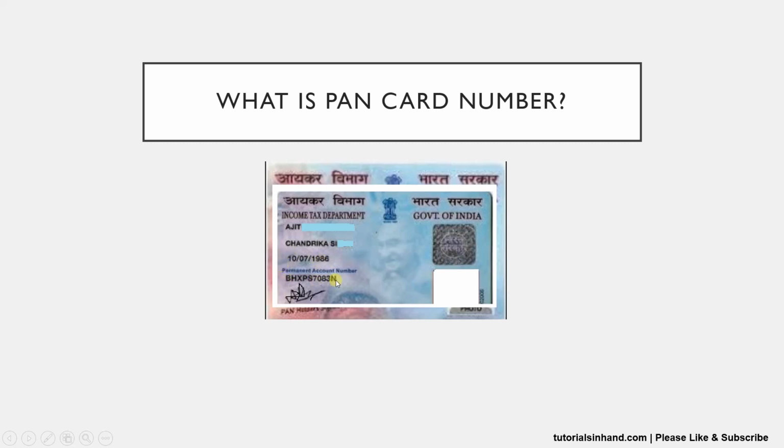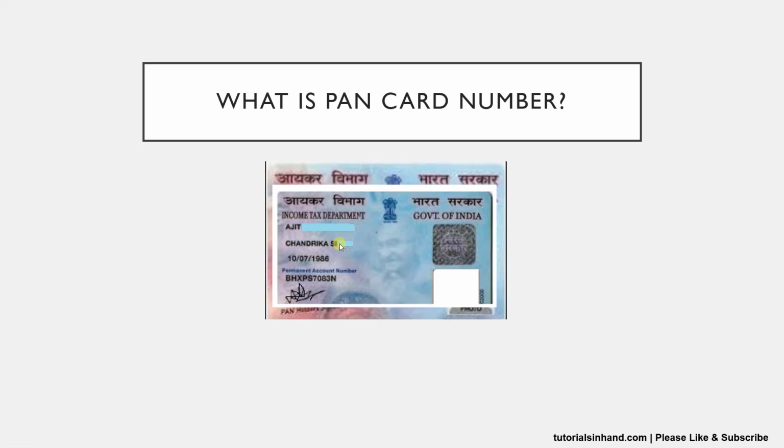and beneath that you can see is a permanent account number. That is what is the full form of PAN. PAN means P permanent, A account, N number. This is permanent account number, which is 10-digit alphanumeric unique identifier, which uniquely identifies this person, Chandrika SI, for any financial transactions done under this PAN card. And the last one is actually the signature of the applicant or the person to whom it is issued.